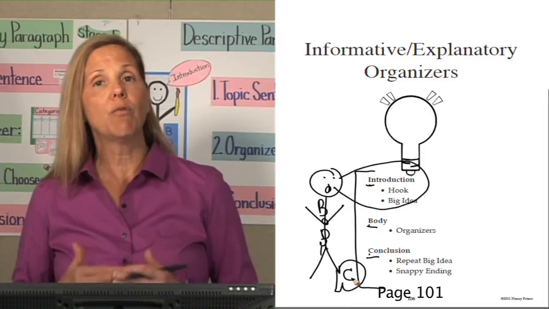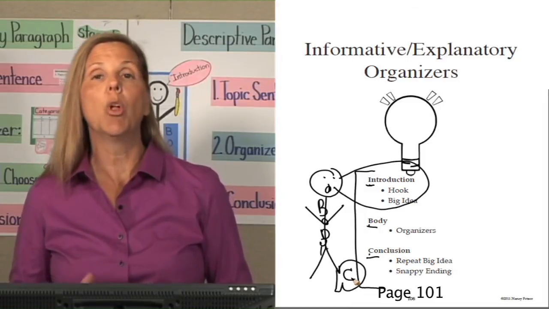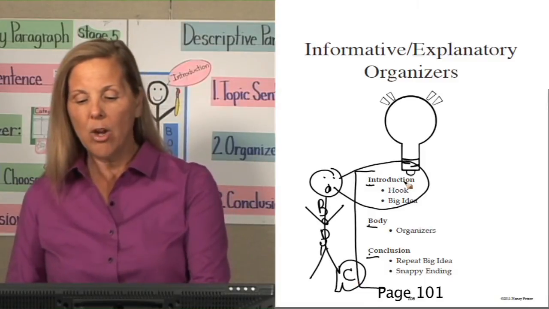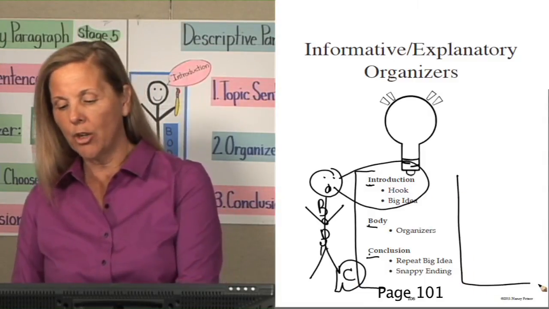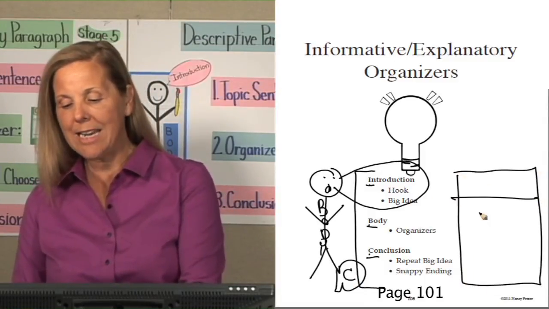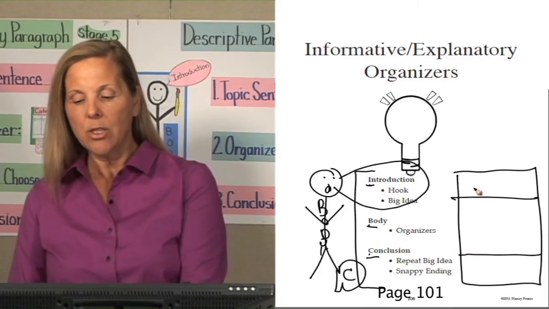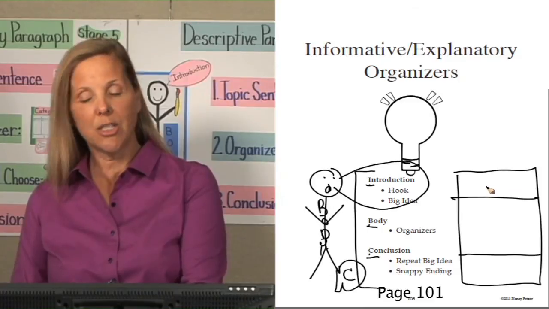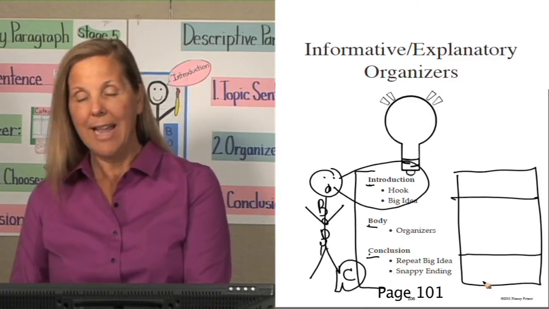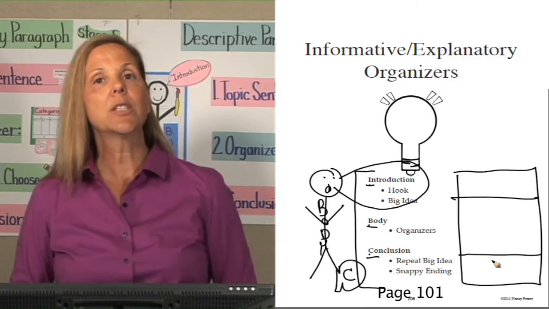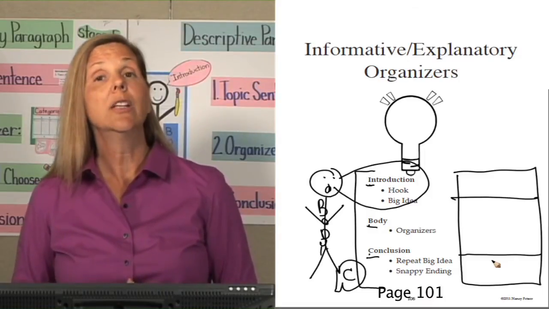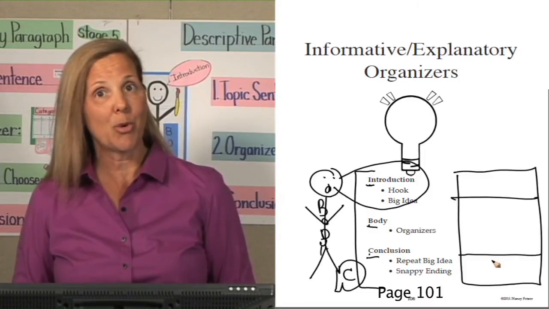Now that we know informative explanatory writing will always have an introduction, a body, and a conclusion, we also need to know, let's put a little box here, what are in each one of those parts. So here I have a piece of paper, and I have a skinny box at the top, a fat box in the middle, and a skinny box at the bottom. This is the organizer that we will use at your grade levels to teach informative explanatory writing.